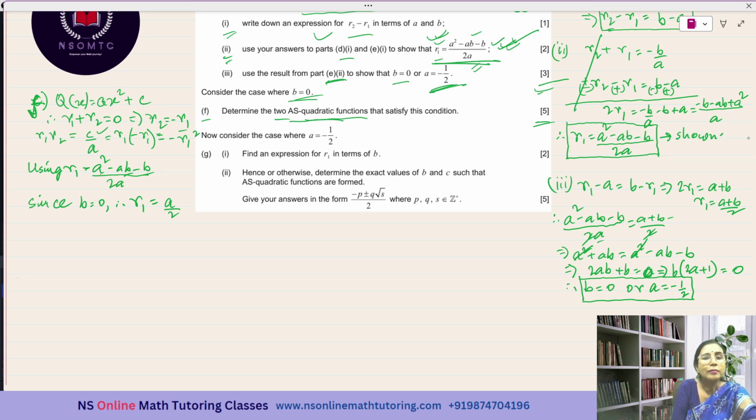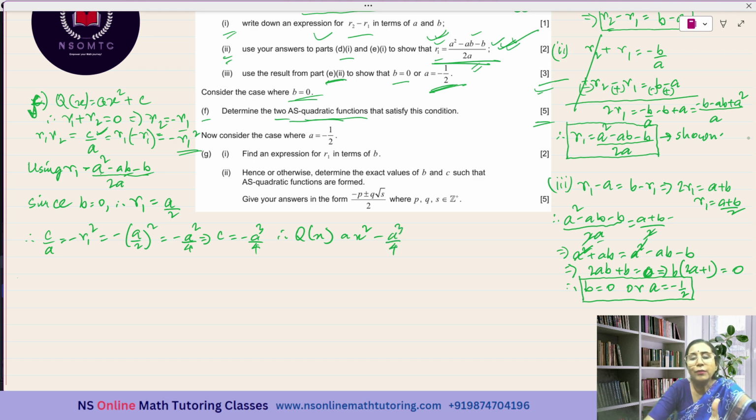Therefore, I can say that C over A is equal to negative R1 square, which is negative A over 2 whole square, which is equal to negative A square over 4. This says that C is equal to negative A cube over 4. Therefore, Q of x is equal to ax square minus A cube over 4.